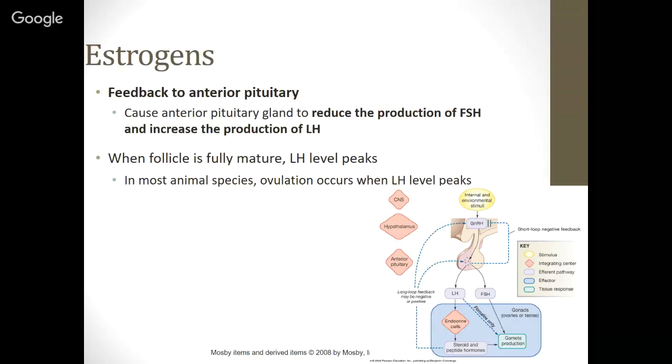The estrogens will then feed back to the anterior pituitary and cause the anterior pituitary to reduce the production of FSH, so it's turning down the furnace, and then it increases the production of LH, so it may be increasing the air conditioning. When the follicle is fully mature, LH level peaks, and in most species, that's when ovulation occurs. Remember, there are 3 species that we've discussed before that ovulation will not occur until copulation occurs.